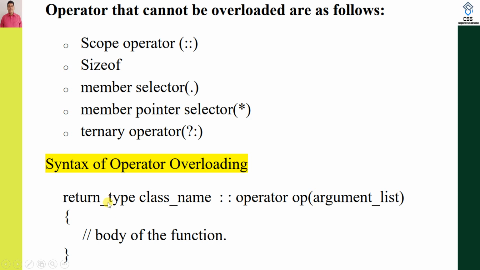Return type is void, integer, or anything else. Class name is whatever class name you are taking. The scope resolution operator is used if the definition is written outside. Operator is the keyword followed by the operator you want to overload, followed by the argument list that belongs to the class, basically the class object type, followed by the set of statements you want to write within that block.